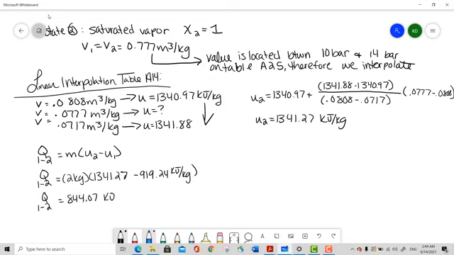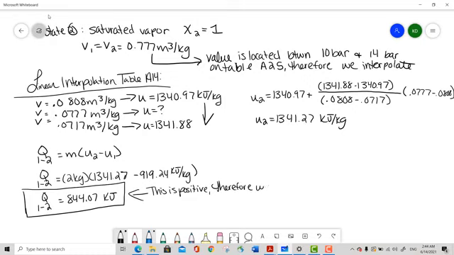and then Q 1 to 2 equals 844.07 kilojoules. And so what do we know again about heat transfer? This is positive. Therefore, we know it is added heat during this process.